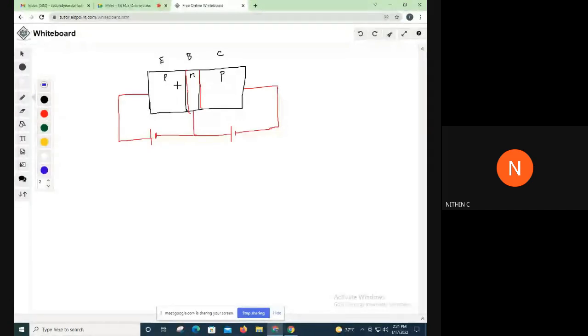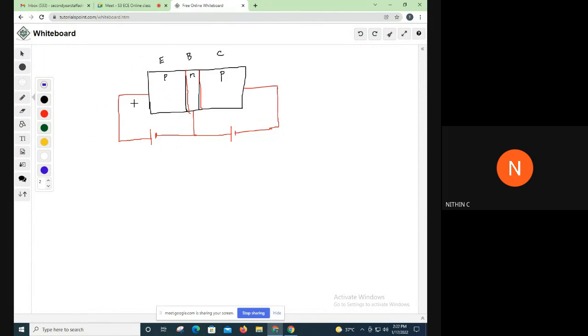In terms of size, you clearly get the idea that the base is very thin, and the collector is the largest sized region. The largest size is the collector, since it has to dissipate much power. And the emitter's speciality is that it will be heavily doped, since the emitter is the region which has to emit carriers.